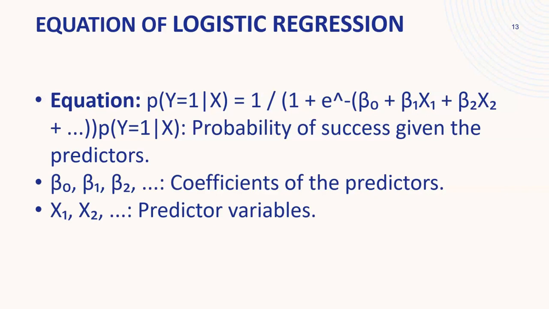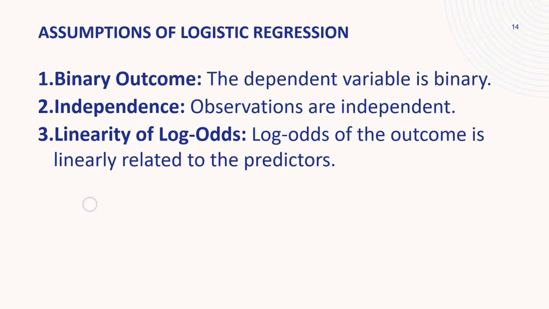Now beta 1, beta 2, these are your coefficients, where beta naught is the intercept coefficient and the rest are the regression coefficients, the slope coefficients. X1, X2, X3, xn are your predictor variables.